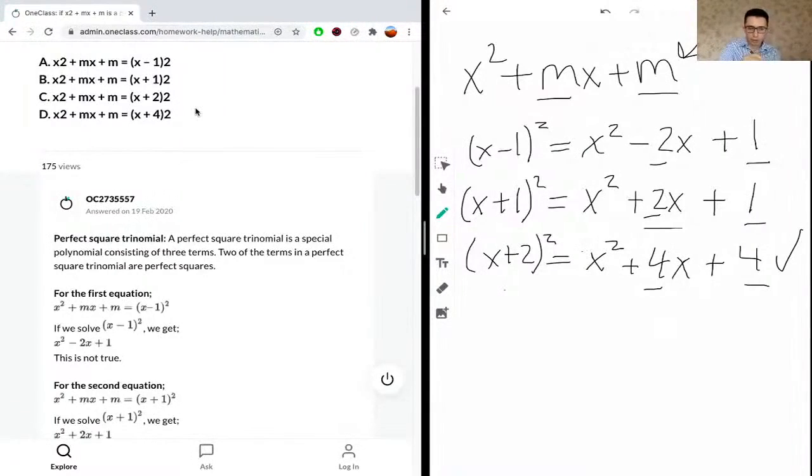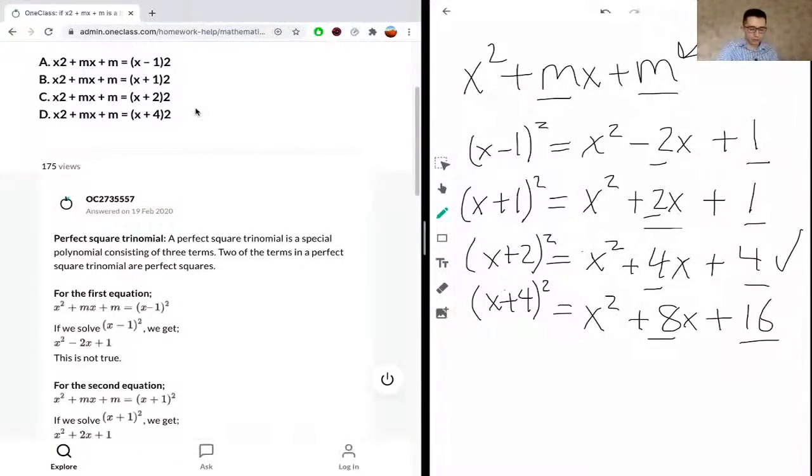Let's do the last one to double check that no other solution is correct. We have x plus 4 squared equals x squared plus 2 times x times 4, which is 8x, plus 4 squared, which is 16. So here, 8 and 16 are not equivalent. Therefore, the correct option is C.